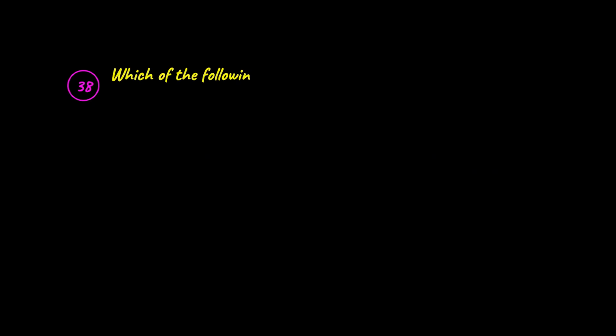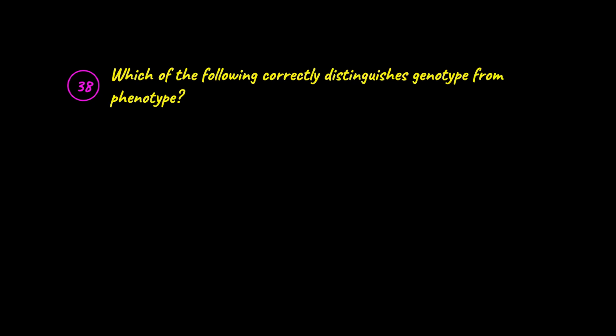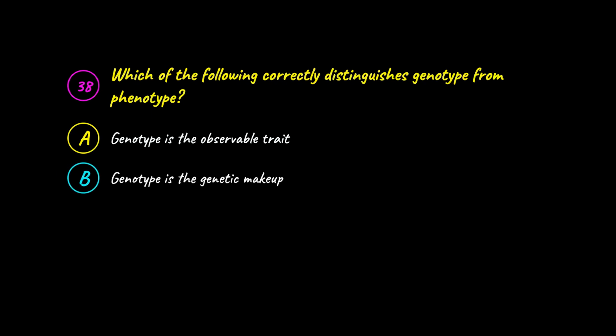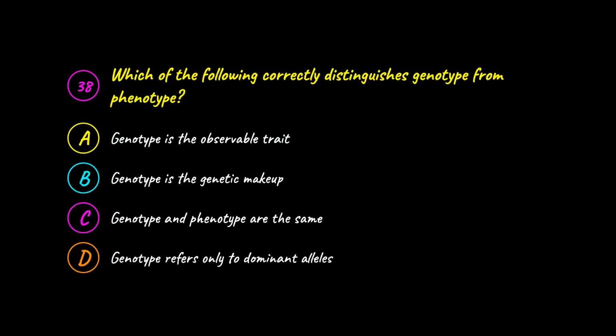Question 38. Which of the following correctly distinguishes genotype from phenotype? Your options are: A. Genotype is the observable trait. B. Genotype is the genetic makeup. C. Genotype and phenotype are the same. D. Genotype refers only to dominant alleles. Which would you go with? Lock it in before the reveal.